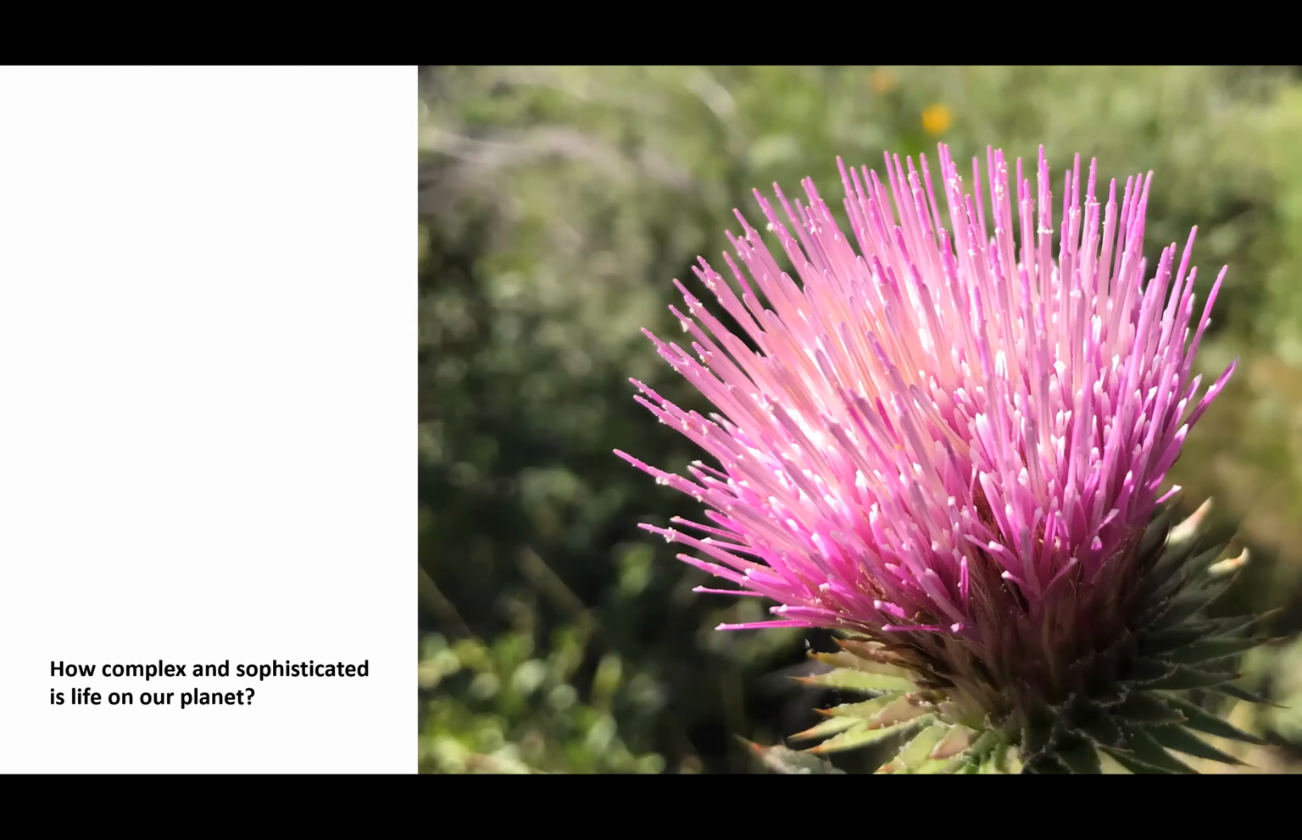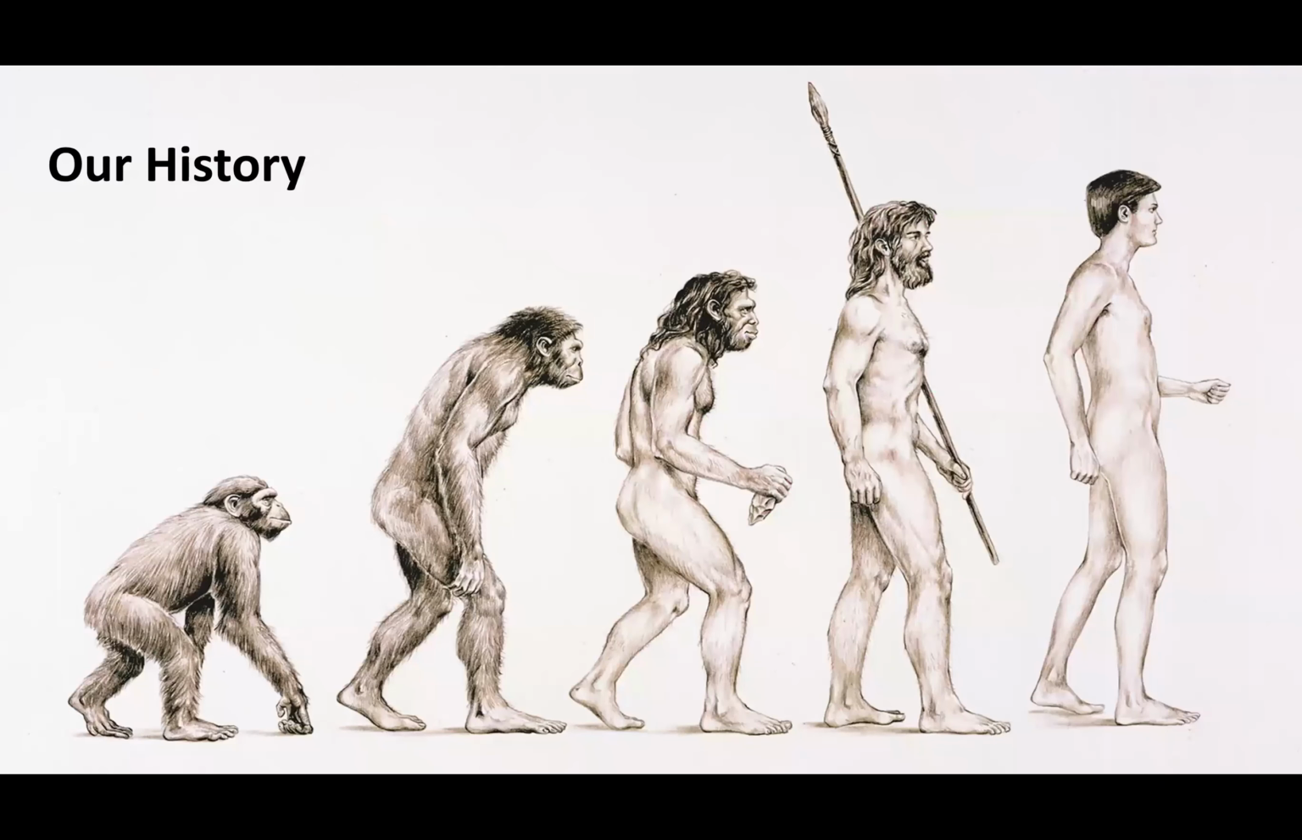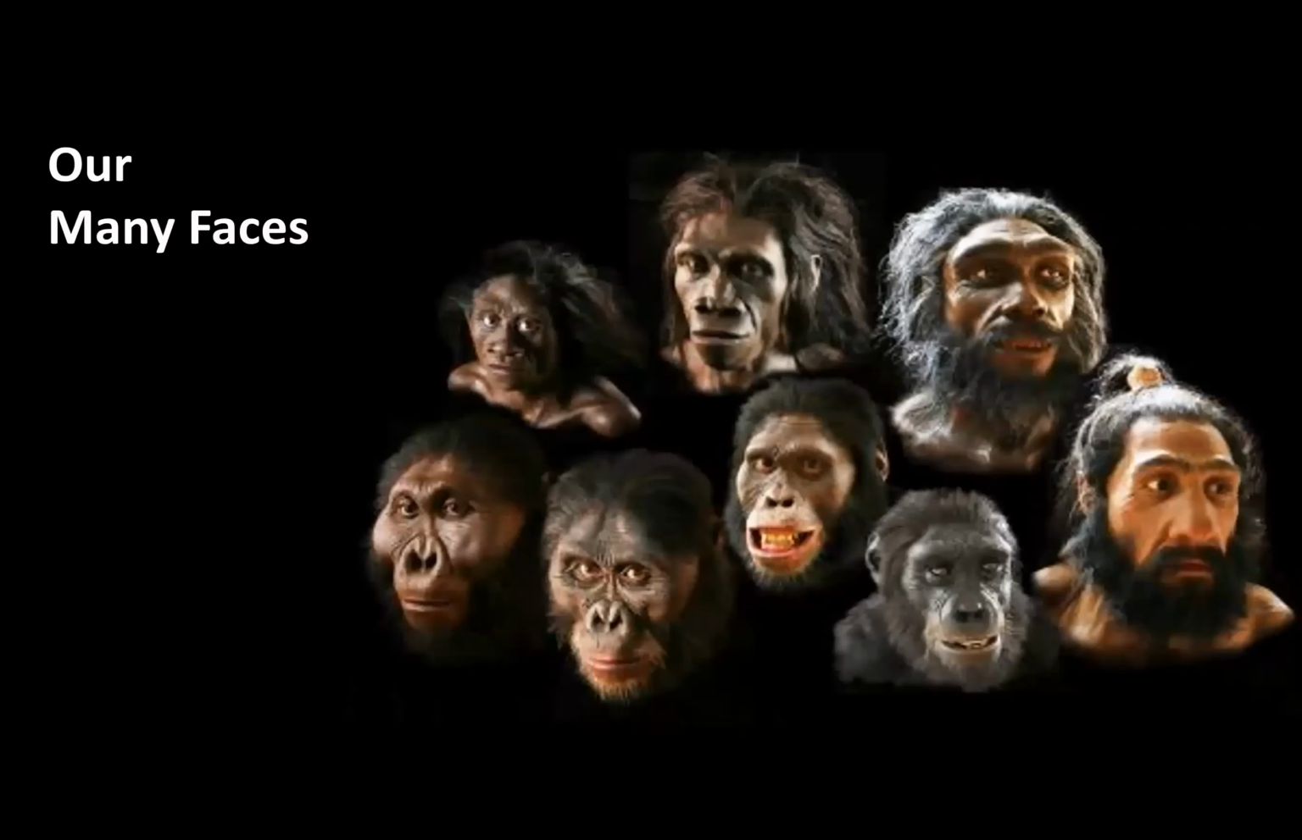Think about the complexity to create just a flower. Compare a flower to us. A flower is a much simpler organism than we are. But in a flower itself, it's a huge complexity. How did we get to this complexity, to this organization? And what is the flower made of? Exactly the same elements that we are made of, just reorganized in a different way. But let's talk about our history here and about our many faces.